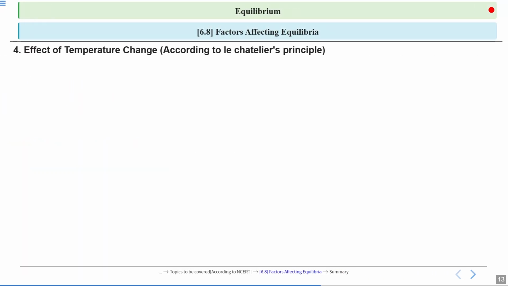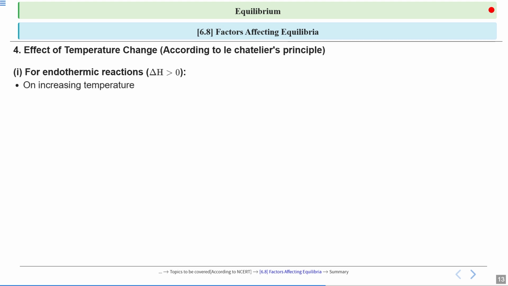Moving on to the fourth part, and I would say the most important part, which is the effect of temperature change. In this case, we have two situations. Can you remember those two situations? Yes, we talked about these in your Van't Hoff factor discussion. There we said that if you are increasing the temperature for an endothermic reaction, then the reaction will proceed in the forward direction. So this is just a revision for you. And if you are increasing the temperature for an exothermic reaction, then the reaction will proceed backward.